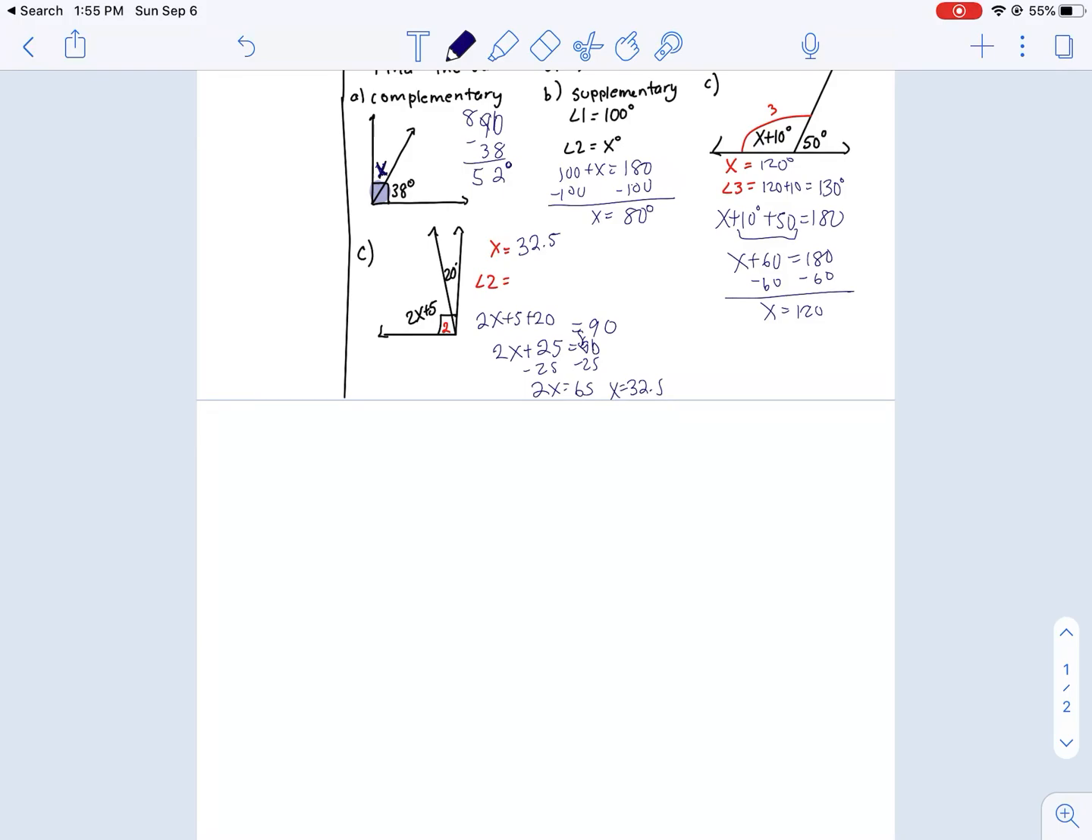So how would I find the whole angle, the angle 2x plus 5 part? We're going to go 2 times 32.5, which is actually 65, plus 5 more is 70. And there's your missing angle.